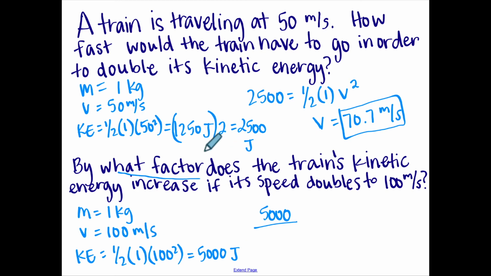So in this case, kinetic energy before we doubled its speed, 1,250, like we solved for in the last problem, and you actually come up with an even number, 4. So this tells us that the train's kinetic energy increases by a factor of 4.